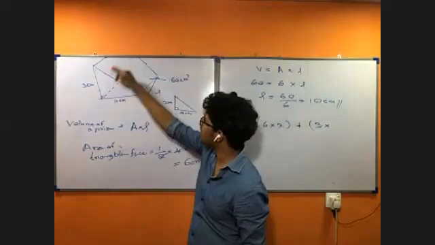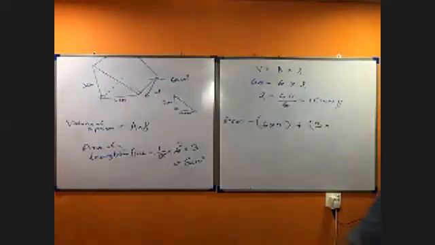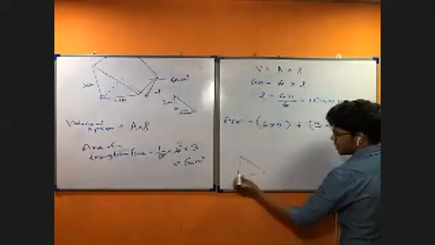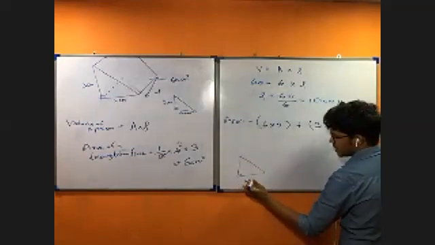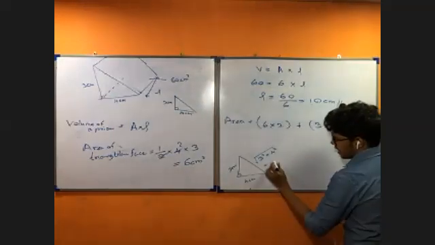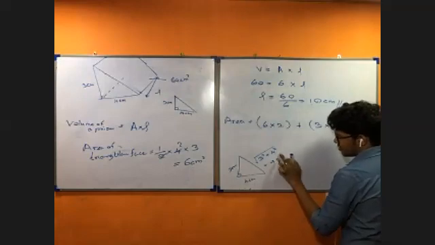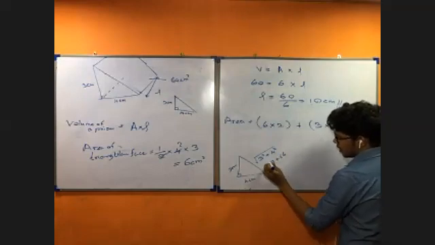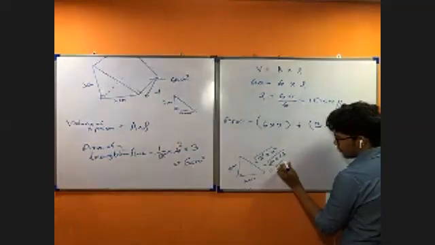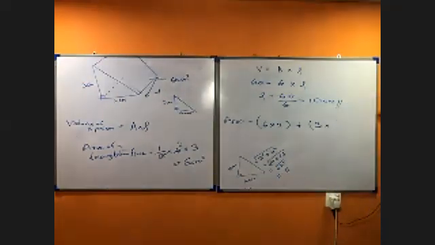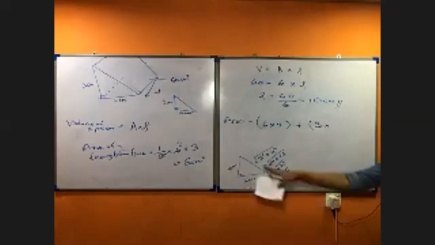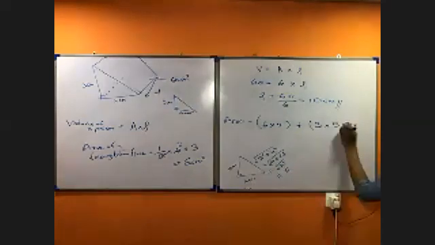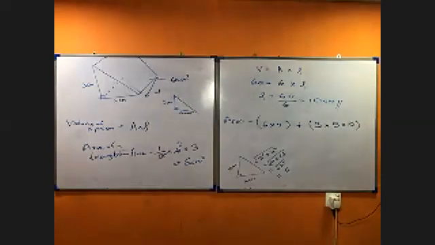So this length is going to be how much? Again, Pythagoras. By using Pythagoras, if this one is 4 centimeters and this one is 3 centimeters, this is going to be the square root of 3 squared plus 4 squared. So that is going to be 9 plus 16, the square root of 25, which is going to be 5, right? So this length is going to be 5 centimeters. So that is going to be 5 into 10.